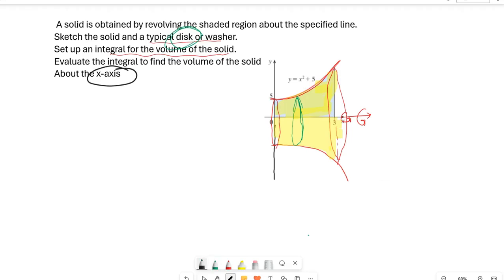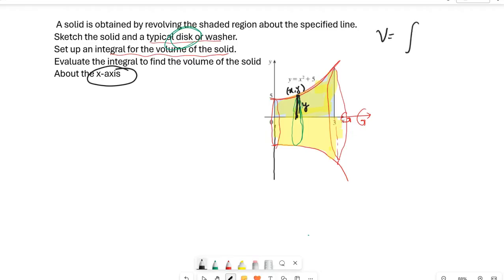And then that is the area of the cross section. You find the radius of that. The radius, if this point here is on the curve (x, y), then the radius is the y coordinate, which is given by x squared plus 5. Okay.